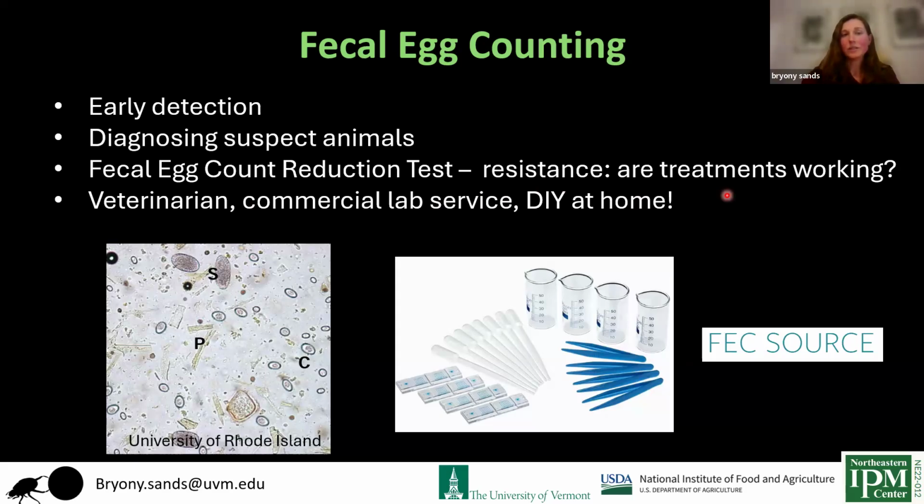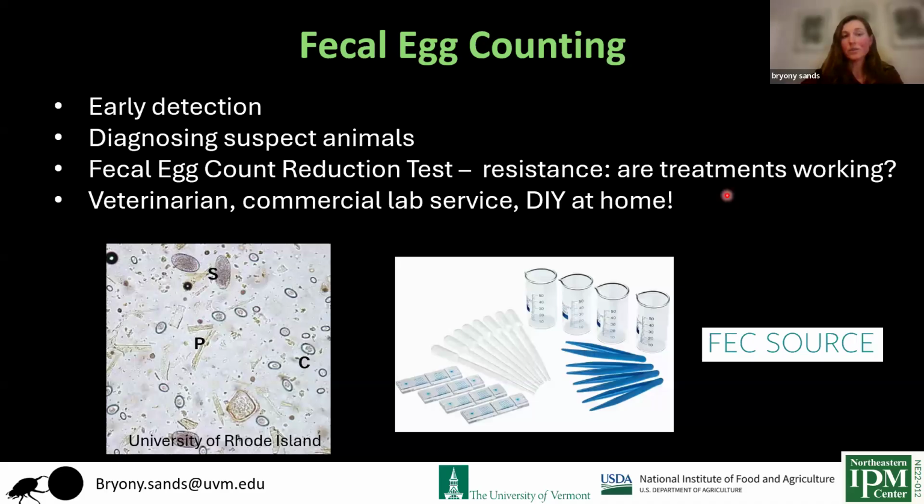So the fecal egg count reduction test is basically doing a fecal egg count and then treating with our product and then doing another fecal egg count a couple of weeks later to see if it actually worked. So if we're not seeing at least a 90% reduction in the number of worm eggs after treatment, we know that we have some level of resistance to that particular treatment and we need to switch to a more effective treatment.